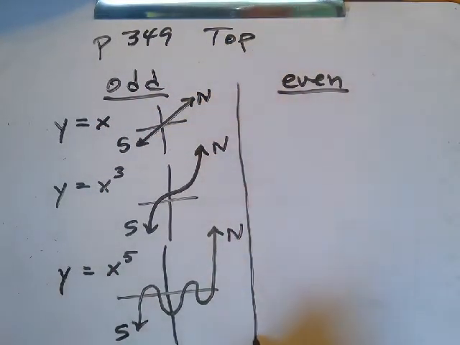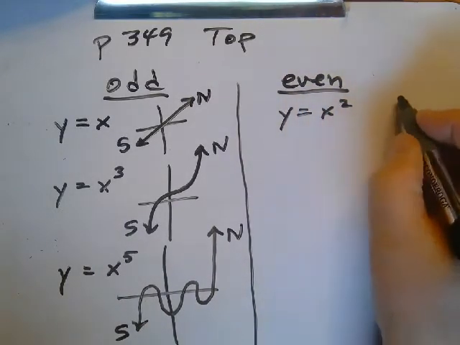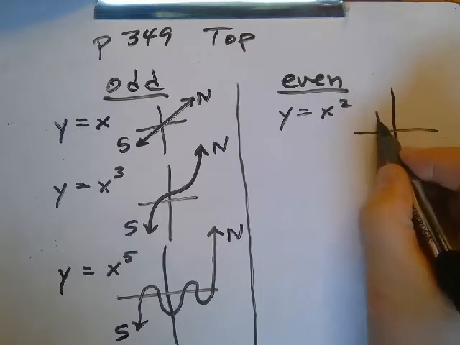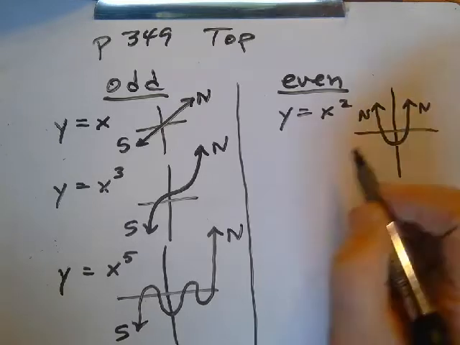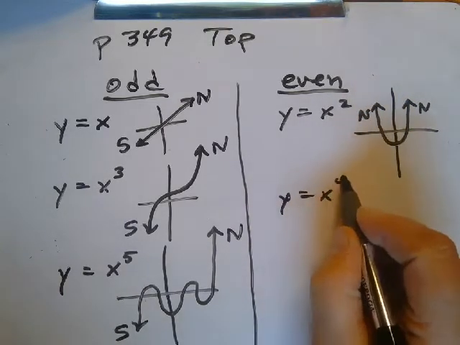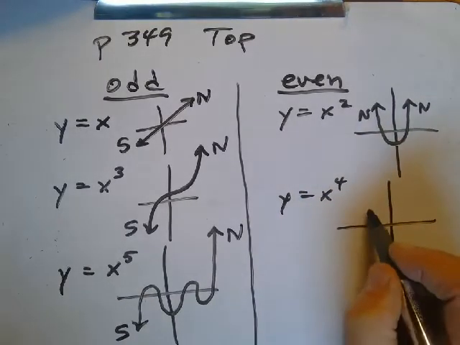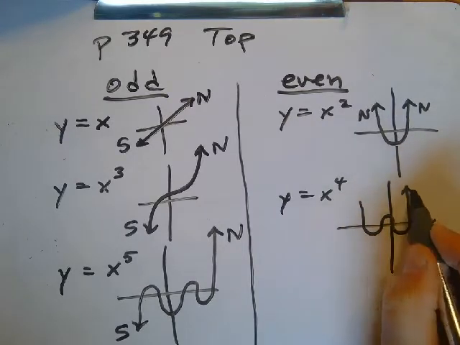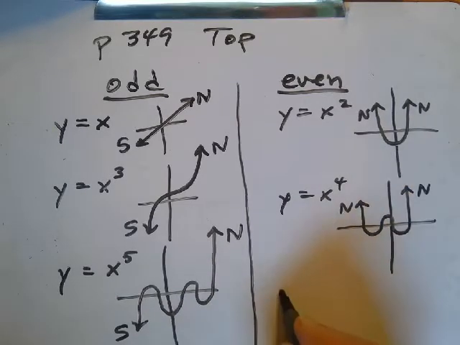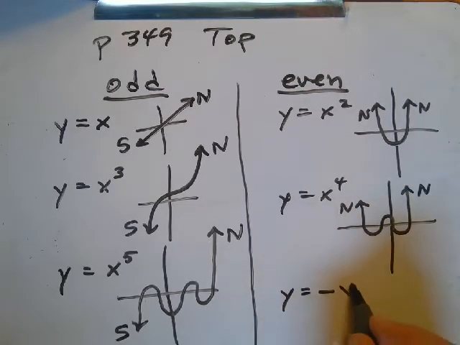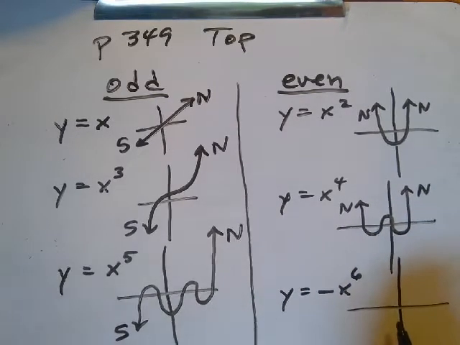Now, on the other hand, if we had an even exponent, like 2, 4, 6, 8, well, let's see now. This would be a quadratic, and it enters and exits in the same hemisphere, north to north. Y equals x to the fourth. Again, an even exponent. It's going to enter and exit in the same hemisphere. Starts in the north, ends in the north. And even if I change the sign out in the front, say x to the sixth, even exponent tells me it's going to enter and exit in the same hemisphere.